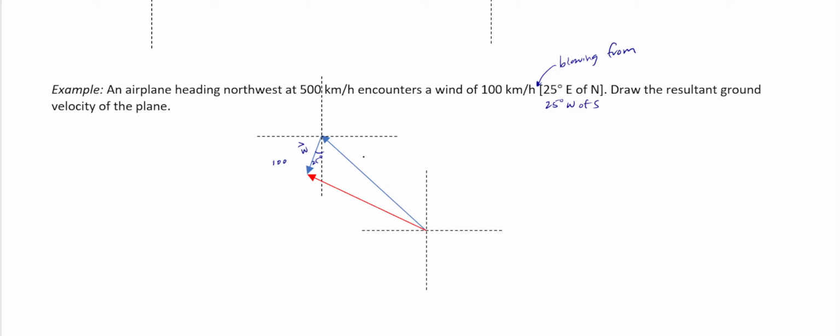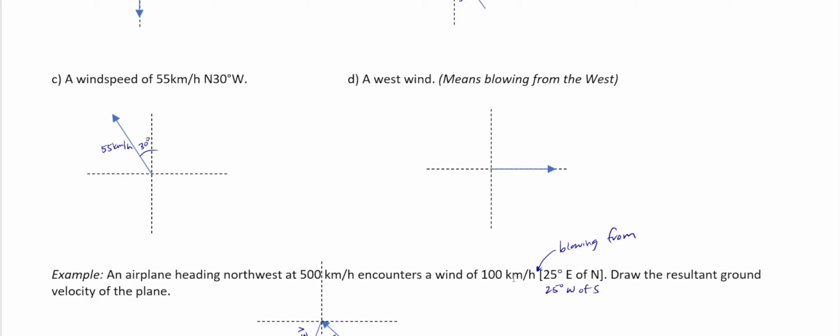This right here is my airspeed. That's 500 kilometers per hour. And if it's northwest, then that means that this is 45 degrees right there. We see that the airplane is headed northwest, so it's going 45 degrees there. And if this is 45 degrees, well, then this one is 45 degrees. And all of this right here is 70 degrees. So what I need to do is find my resultant velocity. That's my ground velocity, or the velocity of the airplane relative to the ground.